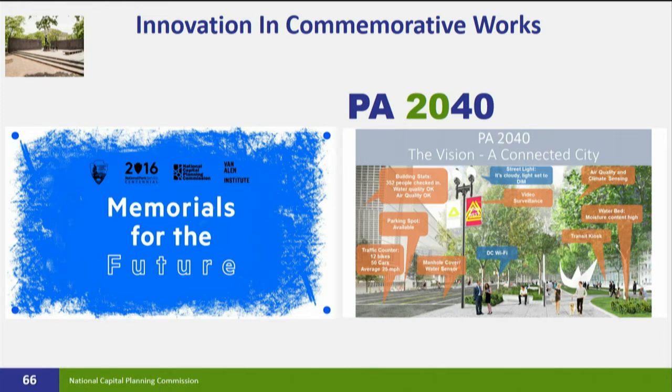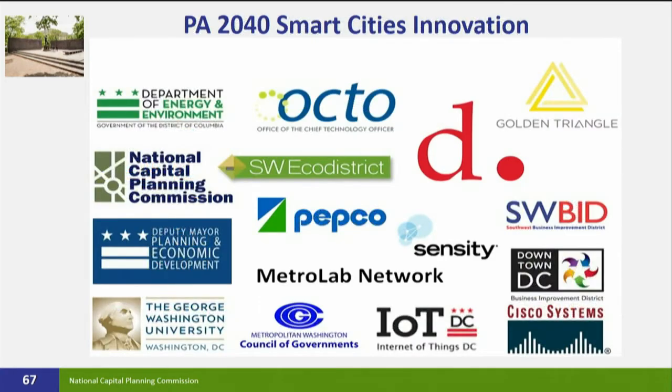The PA 2040 was a part of a project called the Global Cities Teams Challenge, which is a smart city initiative that was being led by the National Institute of Standards and Technology, or NIST. The team started with just NCPC, the DC Chief Technology Officer's Office, OCTO, and Cisco Systems. But the team grew pretty quickly to include a lot of different organizations and a lot of different companies.